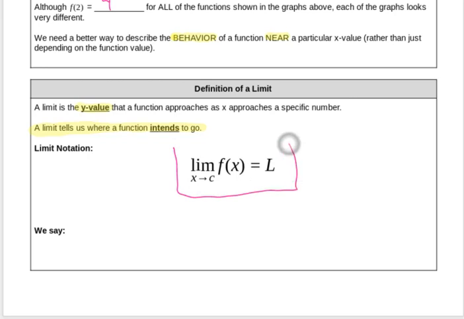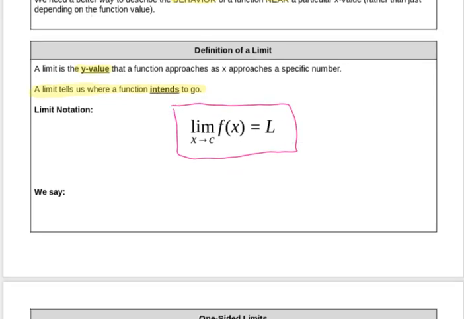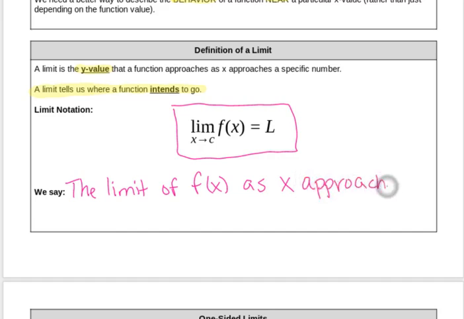You're going to want to be super familiar with this. And what we say is the limit of f of x as x approaches c is L.